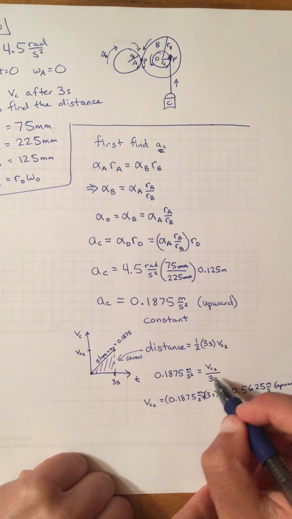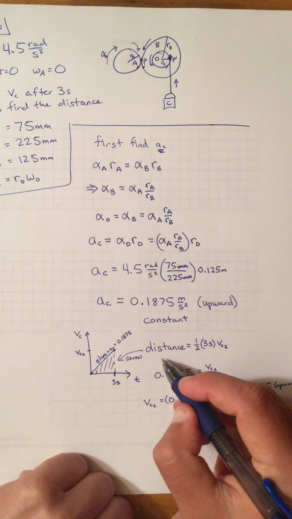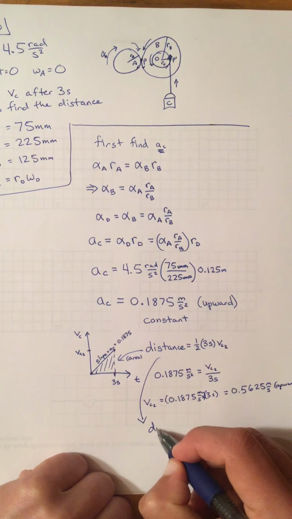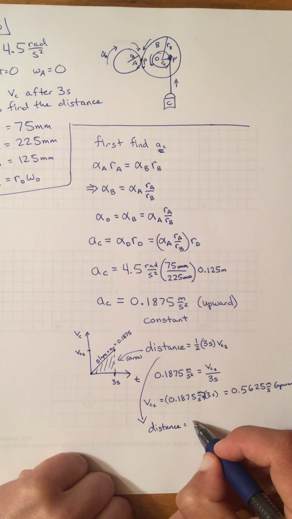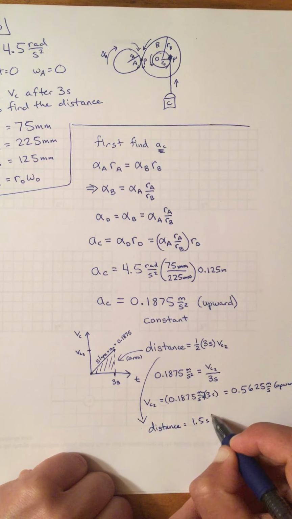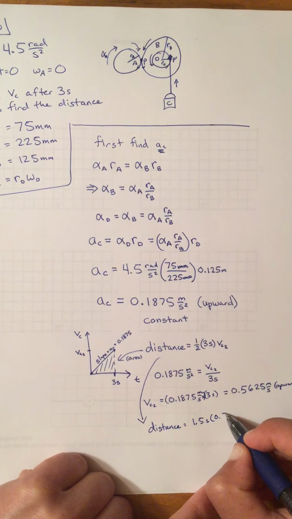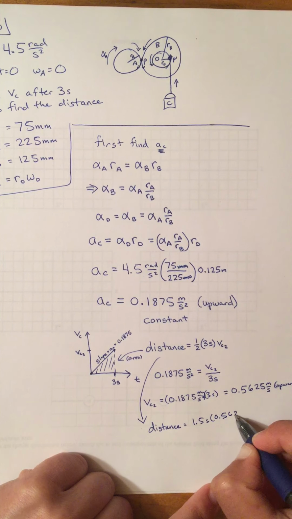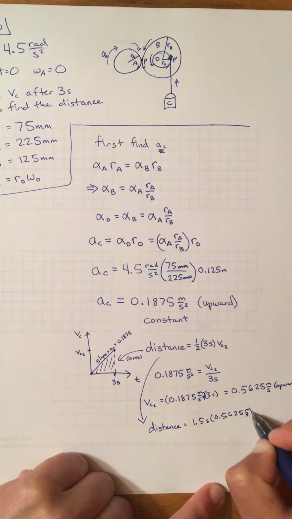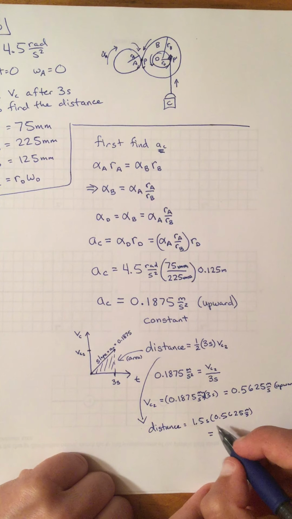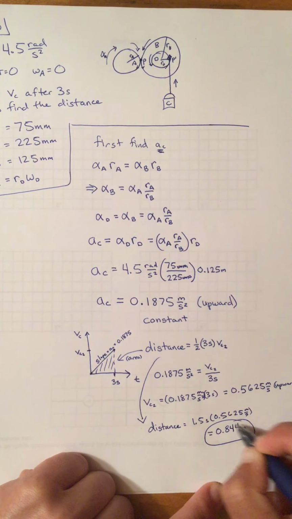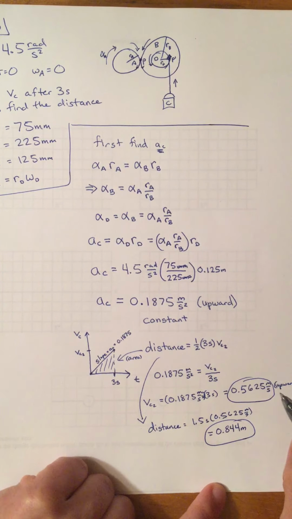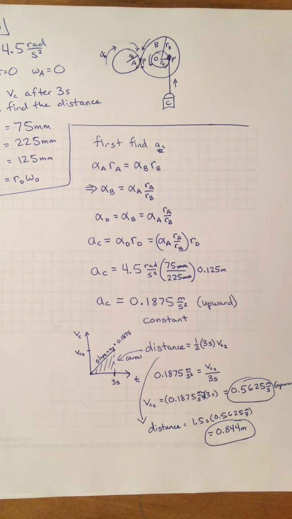And then I can take this and put it in here. And the distance that the cylinder travels is 1.5 seconds times my velocity of 0.5625 meters per second. And that gives me a distance of 0.844 meters. So I have the distance that the cylinder travels and the velocity. And that concludes Fundamental Problem 6.